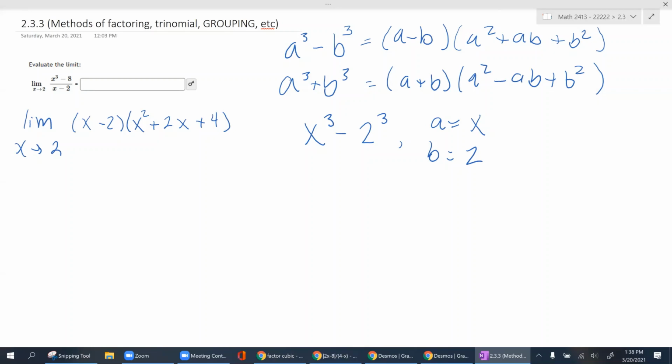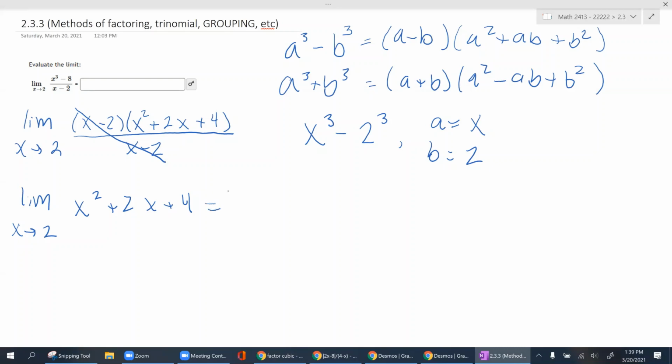Now I rewrote the top, so I'm going to divide it by my original denominator. This is exactly why we're factoring. We want things to cancel out from the top and from the bottom. Meaning, these two cancel out, and once you factor and cancel, you rewrite what you now have. And you take the limit again, and let's see what happens.